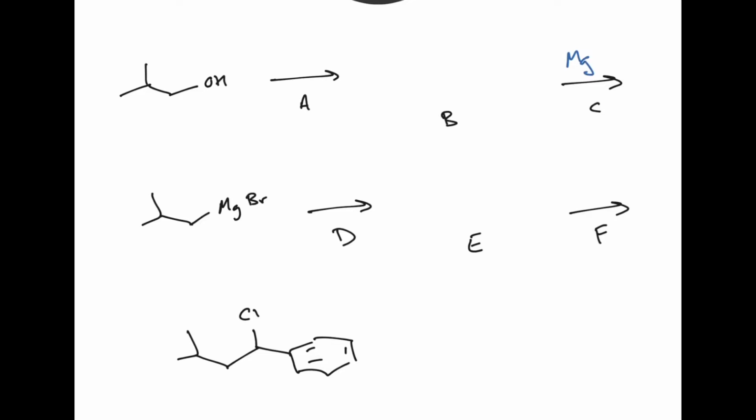Mg, since it's an MgBr, we know that the alkyl halide was a bromine. So we know that B, basically, if the magnesium sticks itself between the carbon-halogen bond, to get what B is, you just have to pull the magnesium out from between the carbon-halogen bond. A can be HBr, or phosphorus tribromide and pyridine. Either one would work.